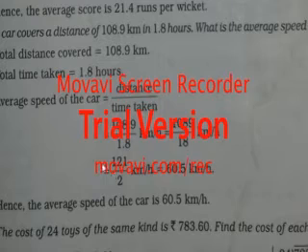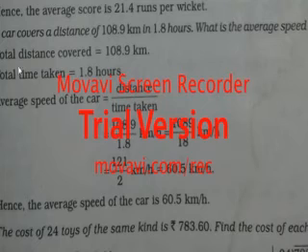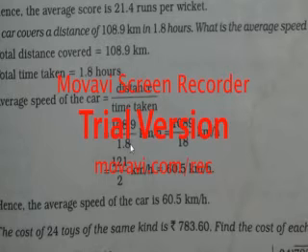If you see question number 10, here it has been written, example number 10, a car covers a distance of 108.9 kilometers in 1.8 hours. What is the average speed of the car? You have to find the average speed of the car. So total distance covered is equal to 108.9 kilometers. Total time taken is 1.8 hours. Average speed of the car is distance by time taken. So distance is how much? 108.9 divided by 1.8.